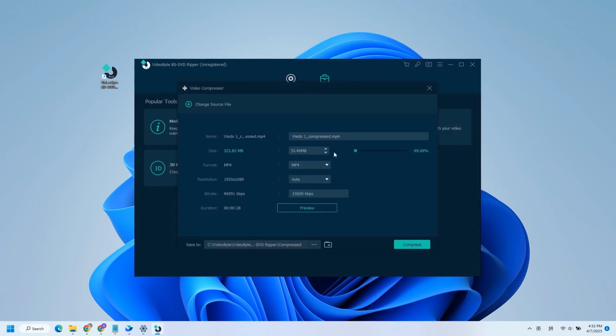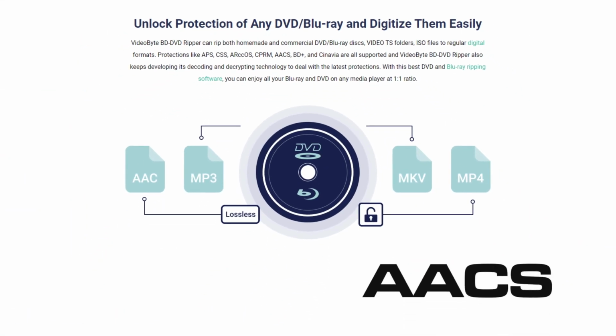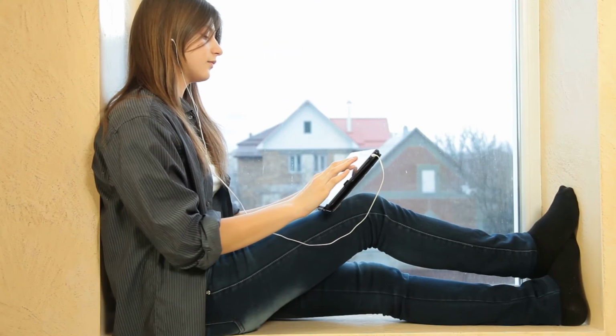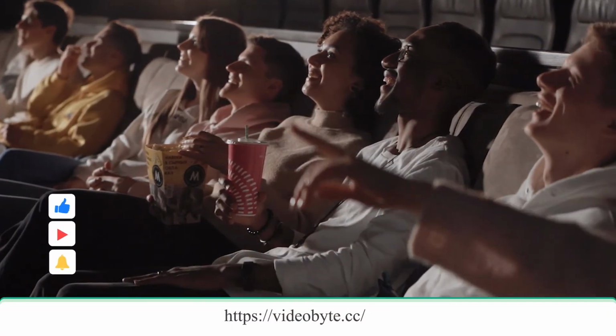As a powerful DVD ripping tool, VideoByte BD-DVD Ripper can easily remove the protection of various DVDs and Blu-rays, allowing you to enjoy lossless HD movies anytime, anywhere. So, converting your ISO files to MP4 is just a piece of cake, right?